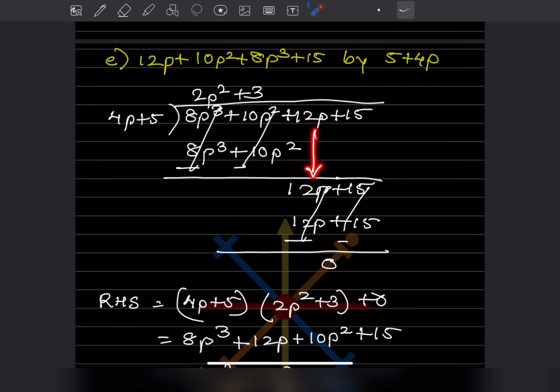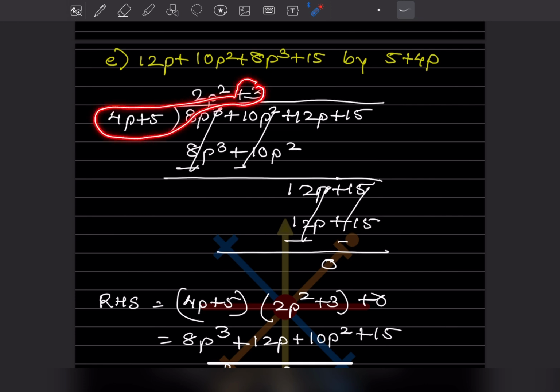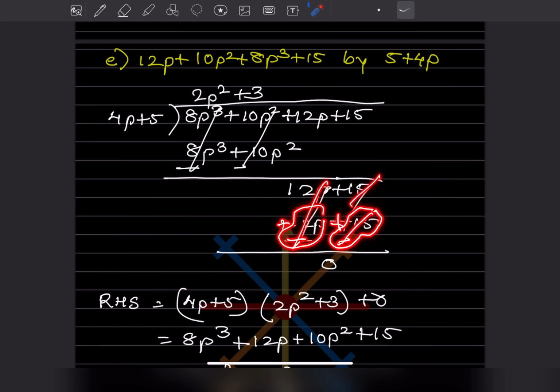So this will be 12p plus 15. So now look at this first term and this one. So 12p divided by 4p. So this is going to be 3. So it is plus 3. So here, now look at here. 12p plus 15. So this is 12p plus this into this into this. So this is 12p plus 15. So plus, minus, plus, minus. So this gets cancelled. You have to always look at the new sign. Plus 15 minus 15, that is going to be 0.